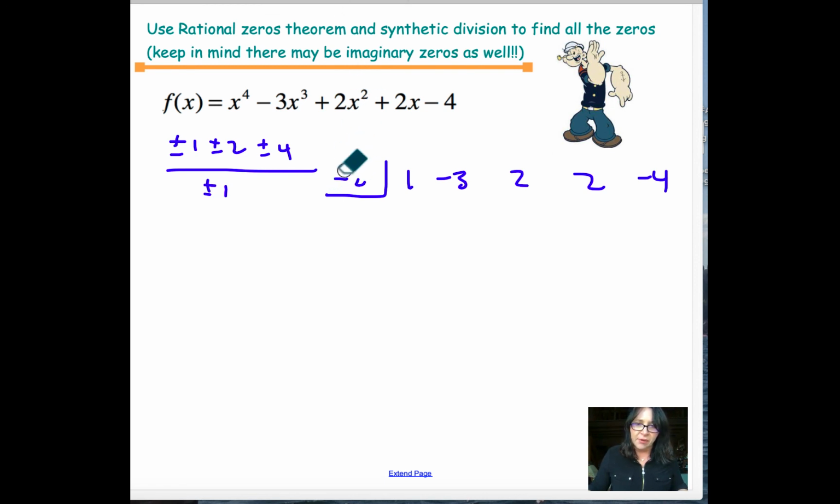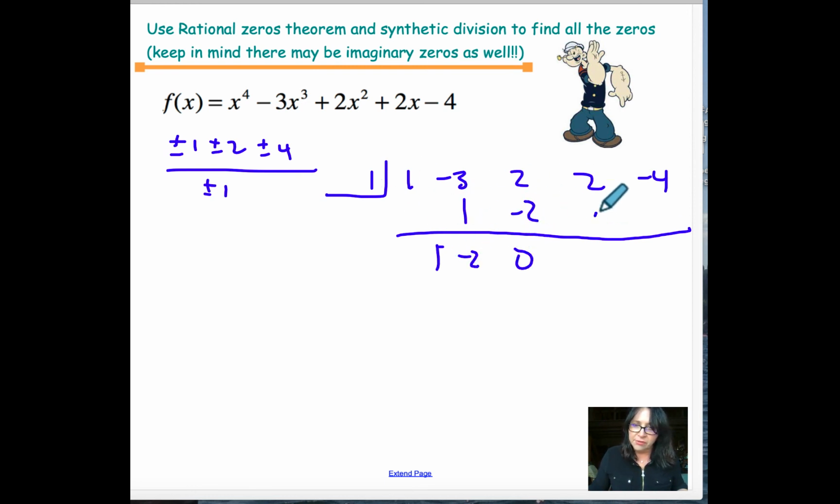See what happens if I plug in 1. 1 times 1 is 1, negative 2. Negative 2 gives me 0. 0 times 1 is 0. Add 2. 2 times 1, still not a 0.